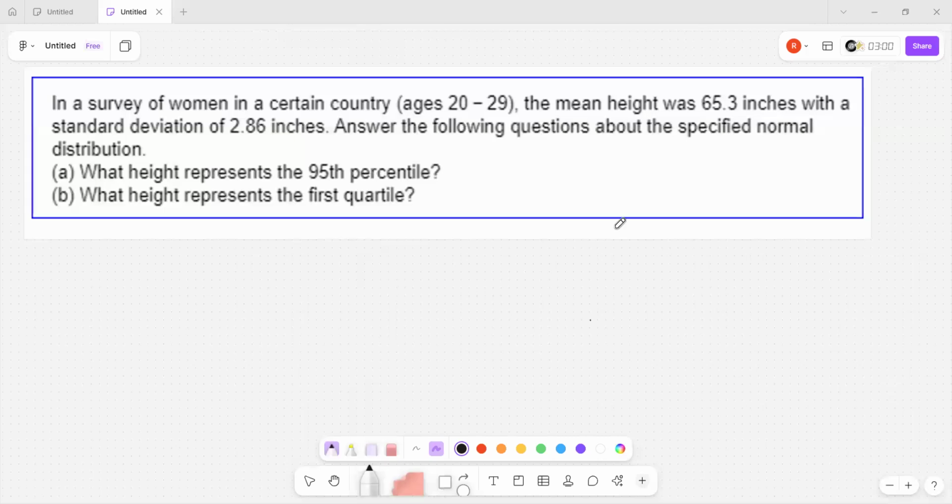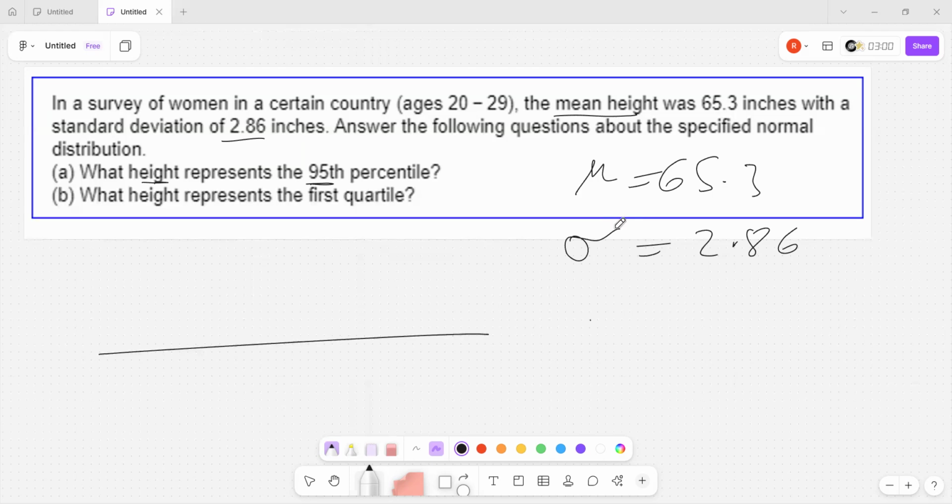In this problem, we don't know Z. Or by the way, we don't know X. All we know is the mean height, which is 65. We have the standard deviation. Okay, so he's asking here, what is the height that represents the 95th percentile, which means what is the height that represents 95% of the whole data?